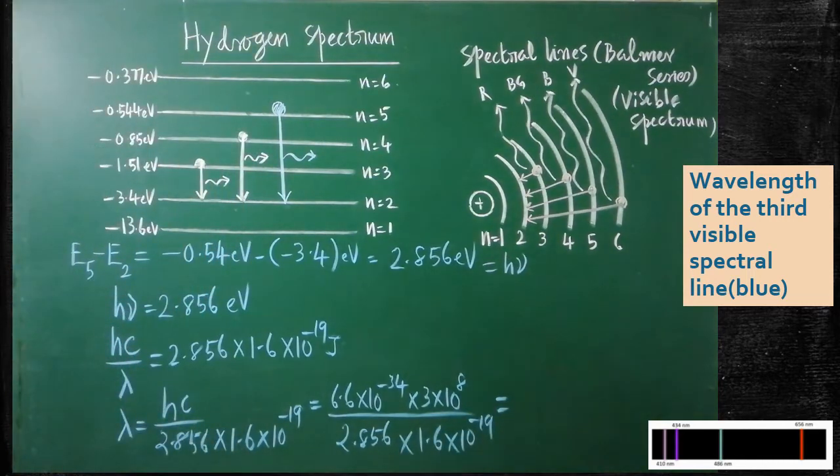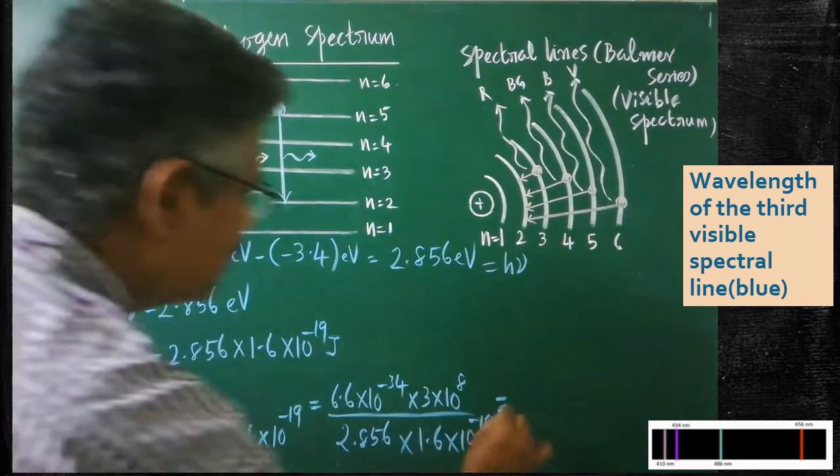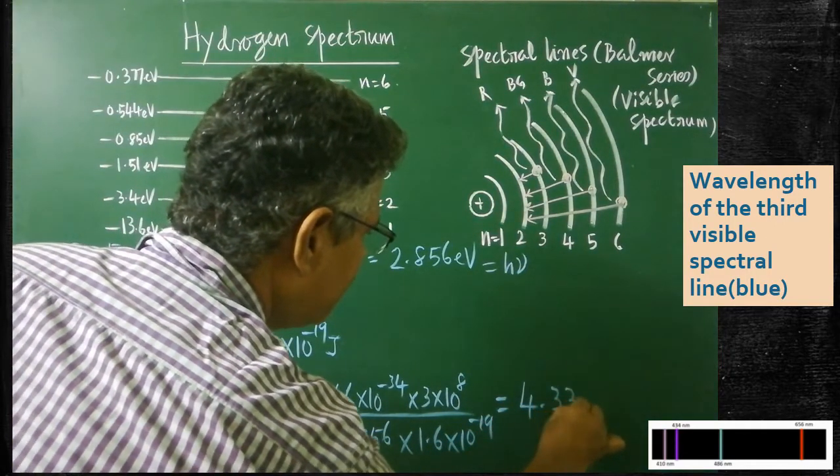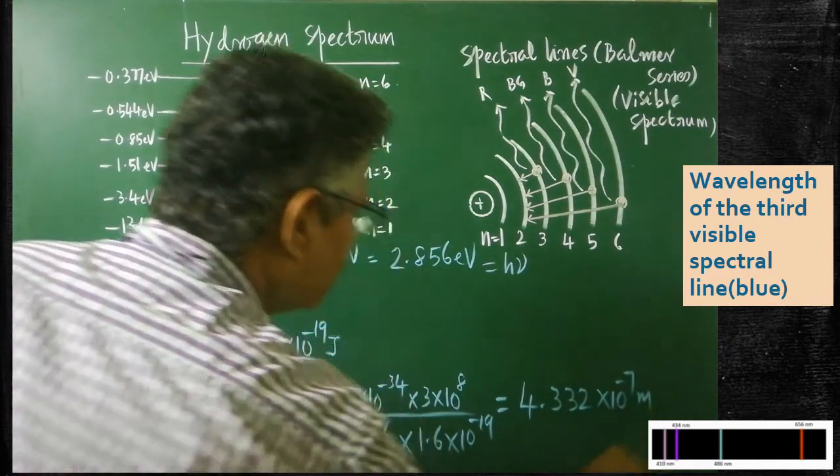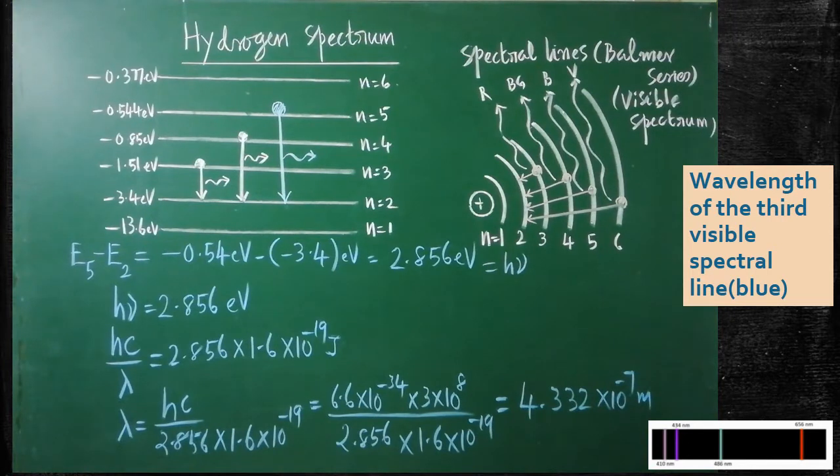If the calculation is done with the help of a calculator, you will get 4.332 into 10 to the power of minus 7. Are you clear? If this is converted into Angstrom, the decimal point is to be shifted. So 4332 into 10 to the power of minus 10 meter.